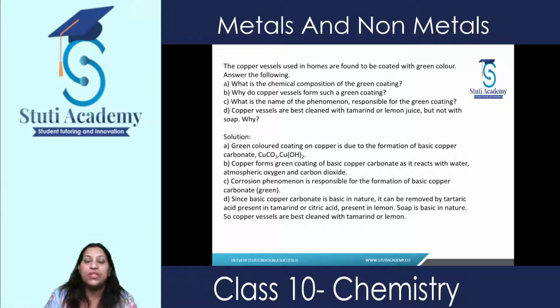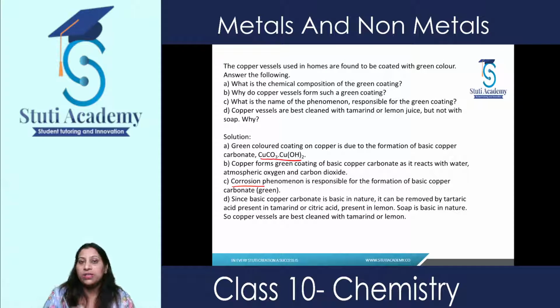When copper comes in contact with oxygen, it forms copper oxide. And then this is the formula of copper carbonate, which is green in color. Then why do copper vessels form such a green coating? Because copper forms a green coating of basic copper carbonate when it reacts with water and atmospheric oxygen and carbon dioxide. Because these three things are present in nature. So when copper comes in contact with these three things, it forms a green coating. Then the phenomenon which is responsible for this is corrosion.